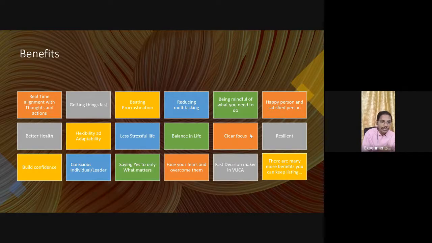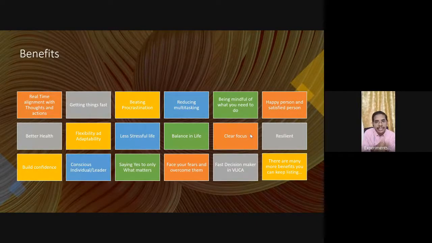Okay, so let's look at what are the benefits which we are going to get as part of this personal agility. Real time alignment with thoughts and actions. We will be thinking something, but we may be doing something else previously. But after following this personal agility, you will have a clear alignment. Okay, this day I wanted to do these things, 1, 2, 3, 4, 5. I'm going to spend this many hours for each activity.